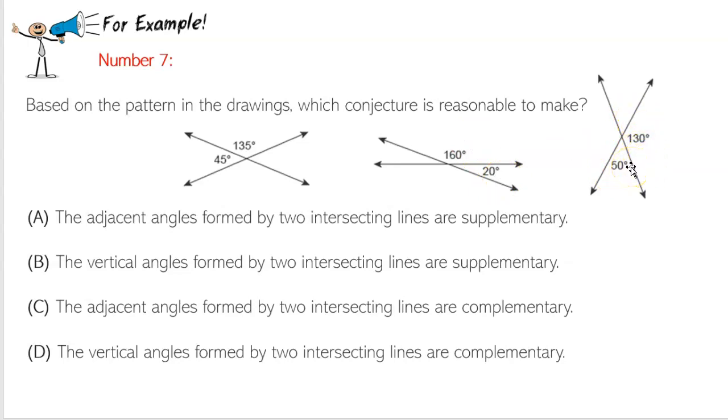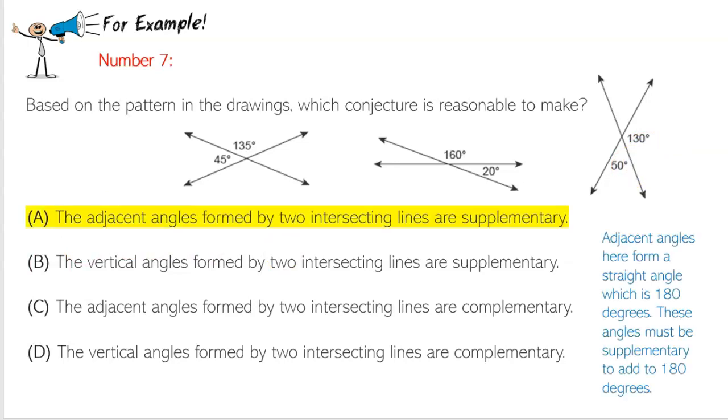These are all vertical or adjacent angles formed by intersecting lines. They are supplementary. Remember, supplementary means they add up to 180 degrees.